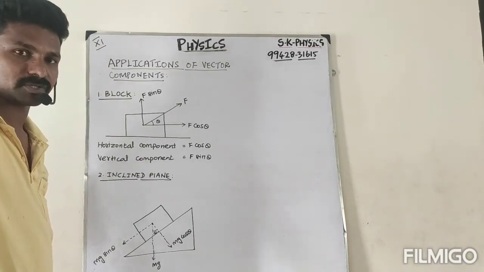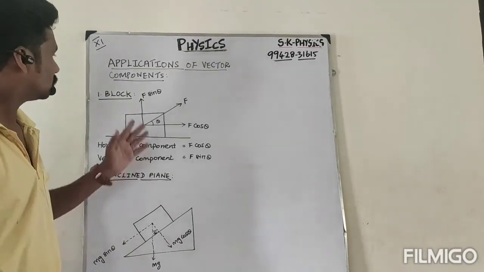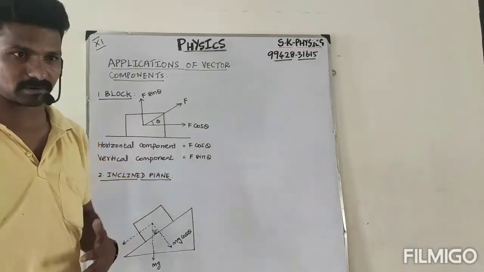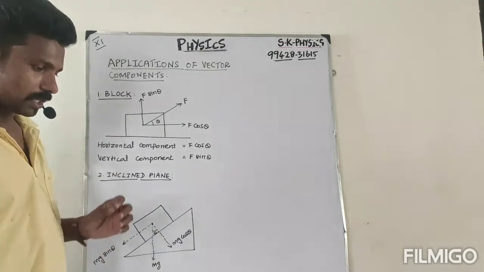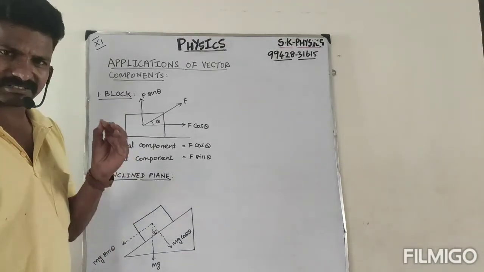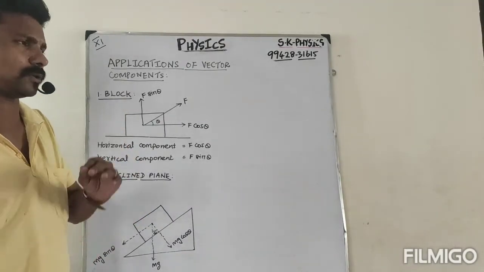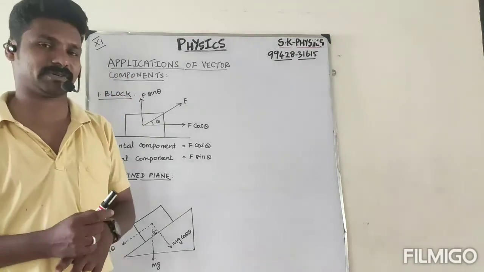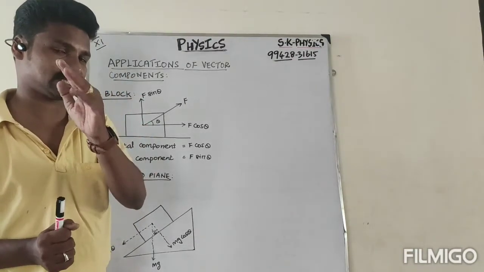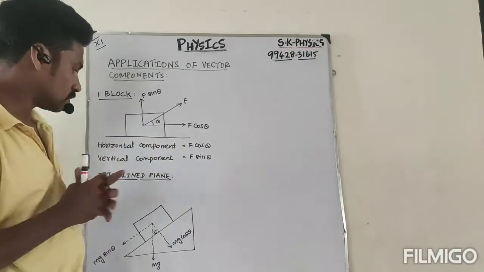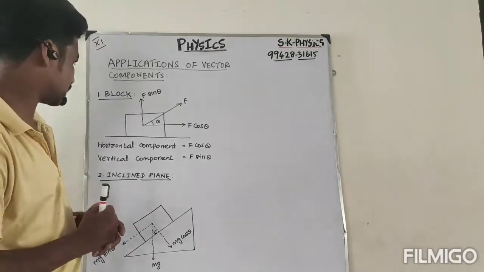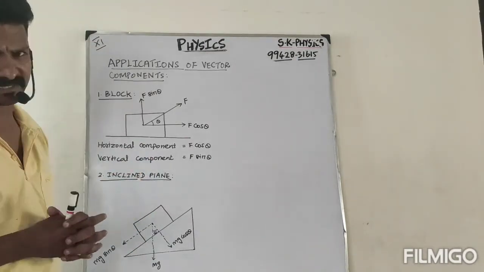In vector components, you know that generally we have the horizontal component and the vertical component, like we discussed. Then how to imagine that horizontal and vertical component depends upon the situation. First of all, that only we are going to learn. As applications, I'm going to discuss three cases in this video.